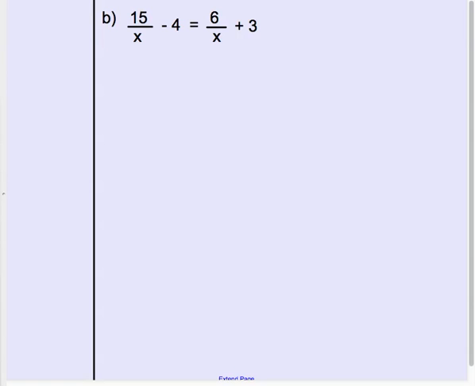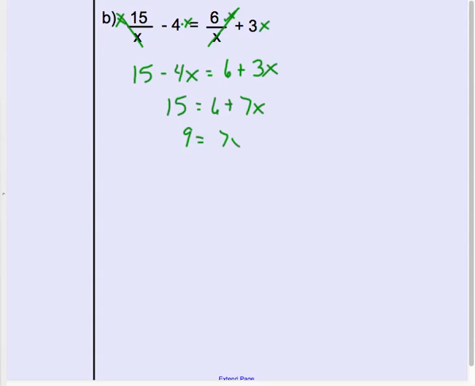Next example, we do not have a single fraction on each side, so we have to multiply every term by the common denominator, which is x. My first term has the common denominator, so it will cancel. And it cancels with the other fraction as well. So what this does is it just gets rid of the fractions altogether. So we've got 15 minus 4x equals 6 plus 3x. And then we can solve it like a normal algebra problem. This one isn't quadratic, so I'm going to get my x's together. Adding 4x to both sides. Subtracting 6. And dividing by 7.